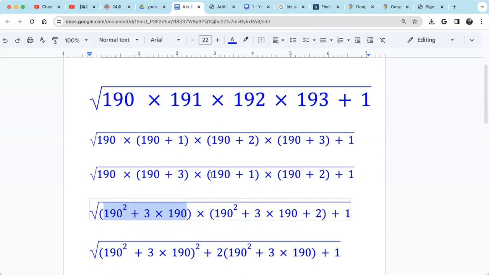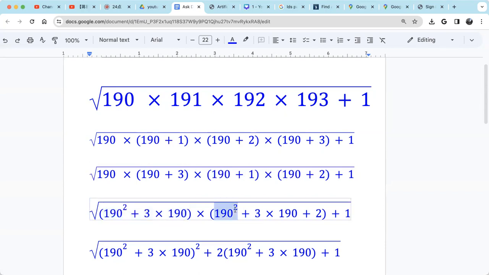Why? Because from 191 times 192, we can also come up with the same term. You see, 190 times 190 gives us 190 squared. Then we have 1 times 190, and 2 times this 190. Adding together, that's 3 times 190. Now, do you see we have the same term, 190 squared plus 3 times 190? So we're treating this one as one term.